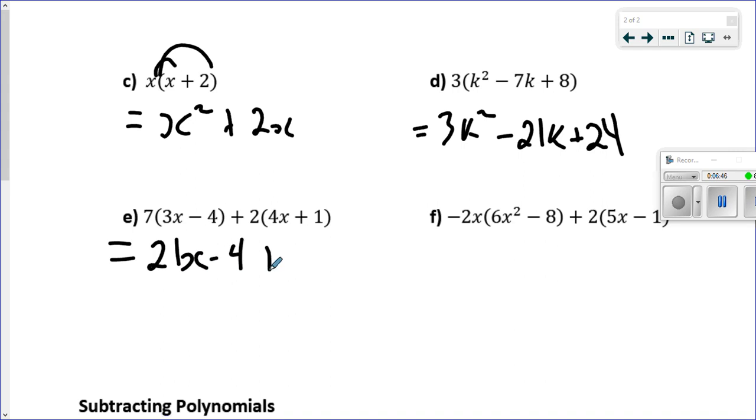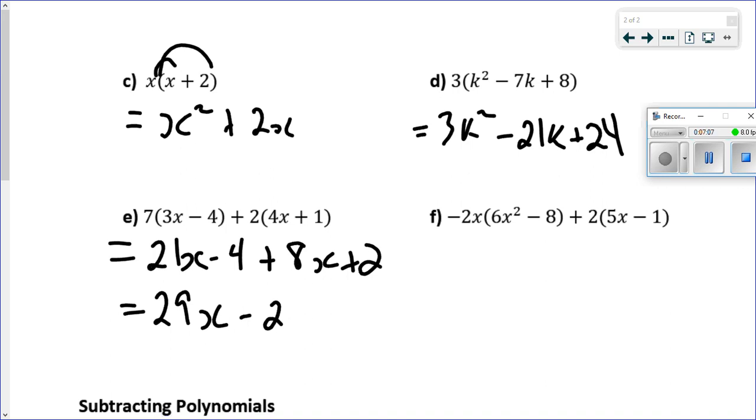Then we can turn around and simplify. 21x plus 8x, -4, that negative stays with it, plus 2 is -2. Okay, likewise for that next one. So we pretend that that last one isn't there. And remember that negative sign is there, so we have to include that.